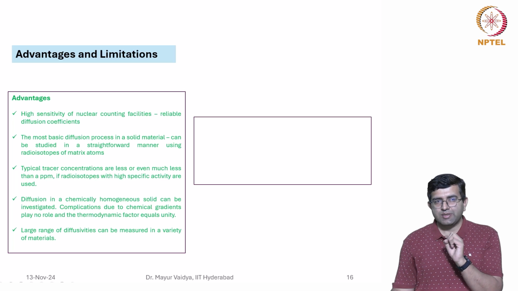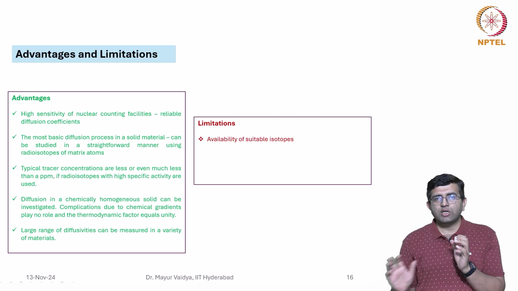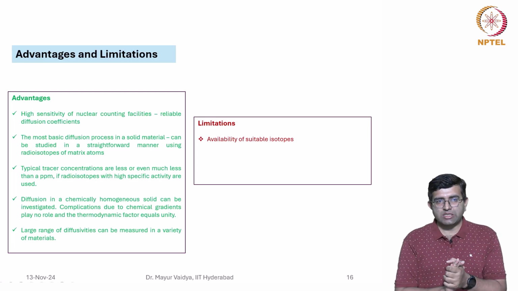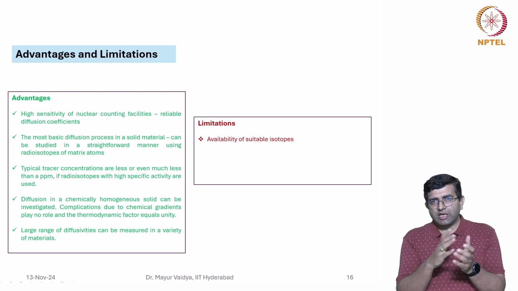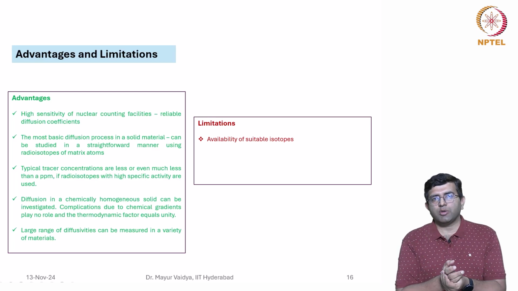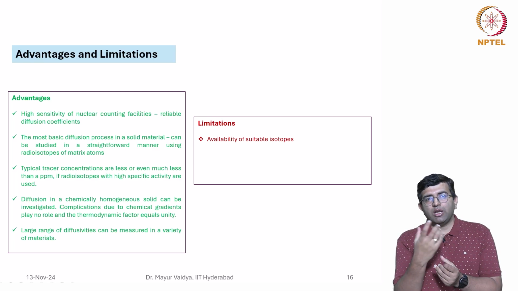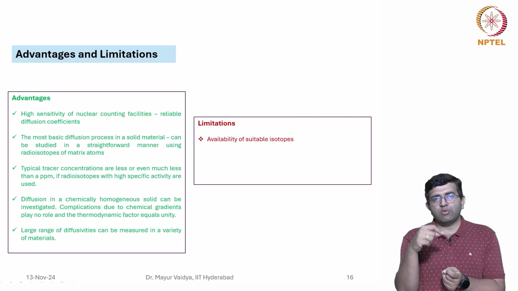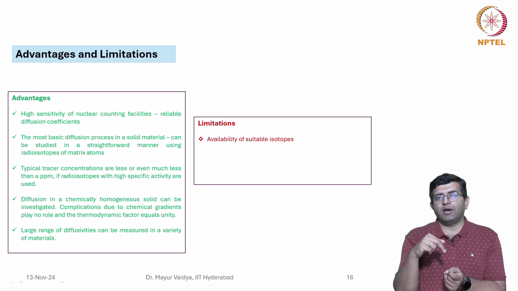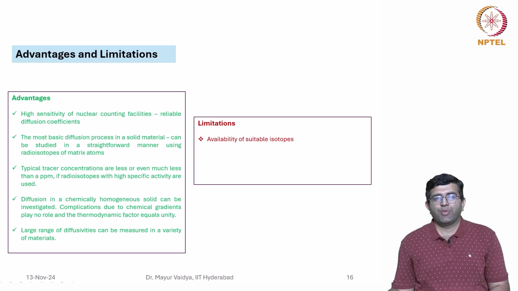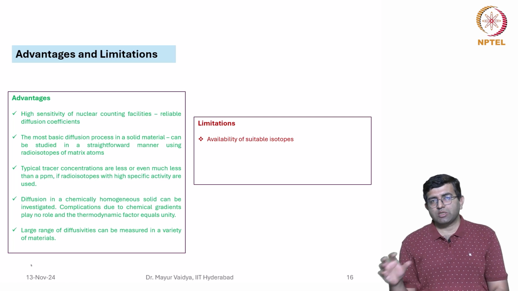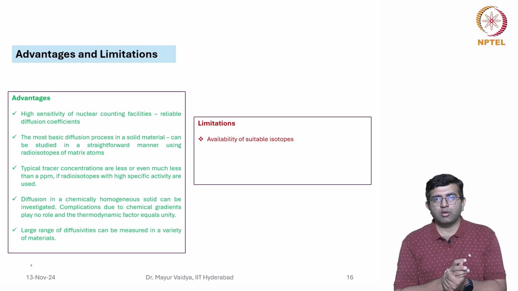What are the limitations? There are some very important limitations also. The first is the availability of suitable isotopes itself. For all elements, the isotopes themselves may not be available. For example, for aluminum, it is not possible to get a suitable isotope. So usually when people want to measure the diffusivity of aluminum, they don't use an aluminum isotope, but they use a gallium or a zinc isotope which mimics the diffusion of aluminum.